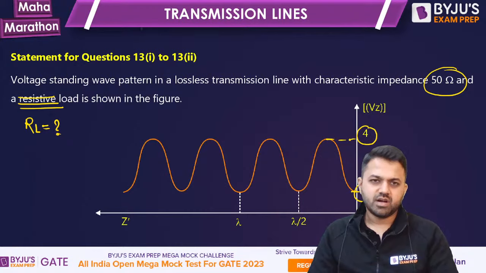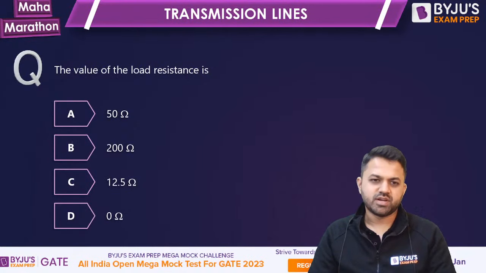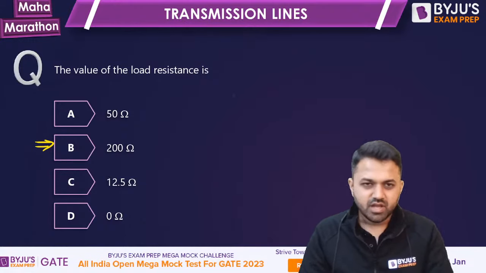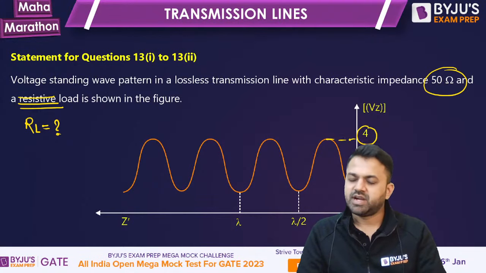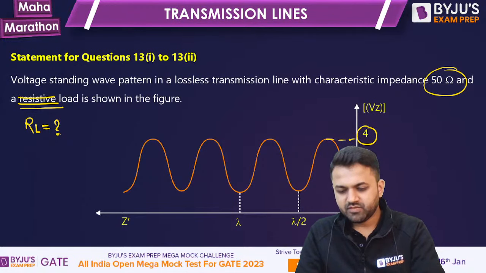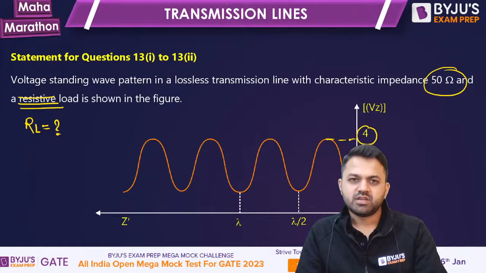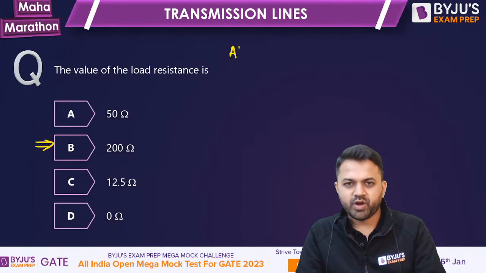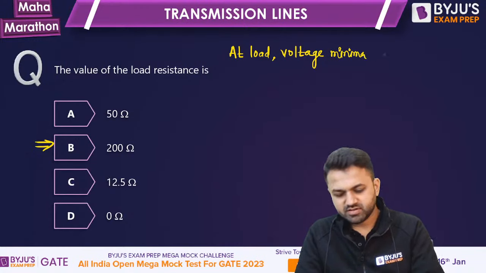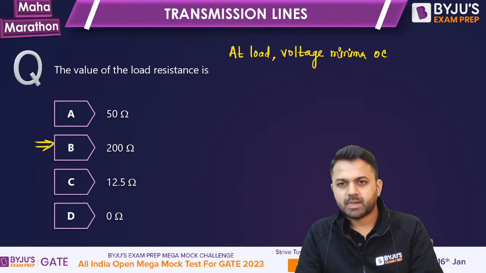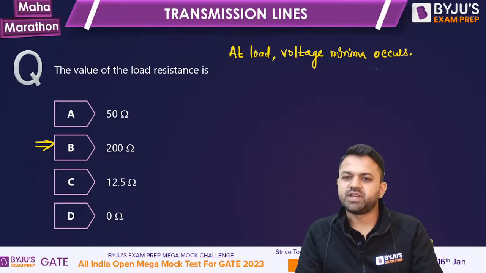Let's see whether there is an option or not. 200 you are getting. Okay, so see Tushar, because you can see that in this particular standing wave ratio diagram, standing wave pattern, at the load we are having the voltage minima. So a very important point to note down here: at load, voltage minima occurs.